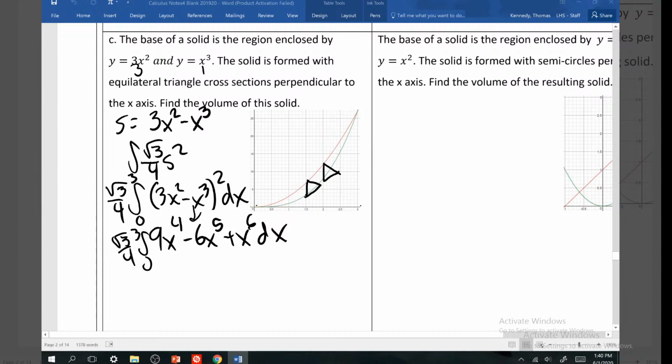Now I can integrate this. I get root 3 over 4 times the integral evaluated from 0 to 3 of 9x to the 5th over 5 minus x to the 6th plus x to the 7th over 7. I cheated a little bit there, and this was x to the 6 over 6 when I integrate it, which is why I just got an x to the 6, because there was already a 6 coefficient.